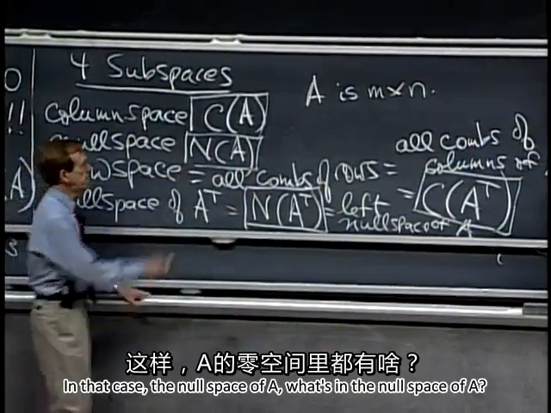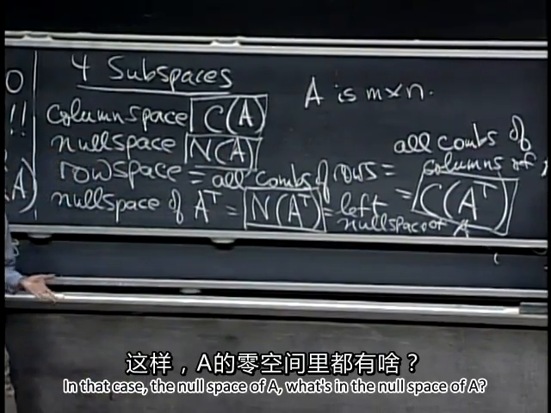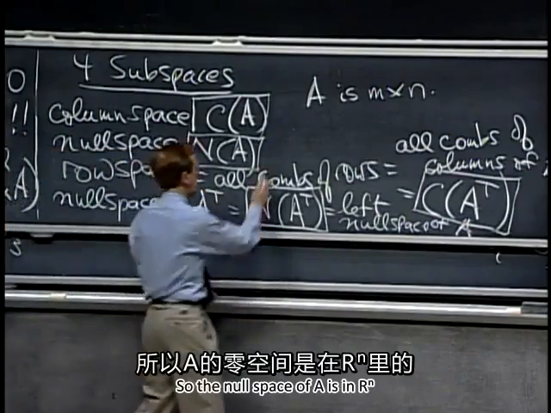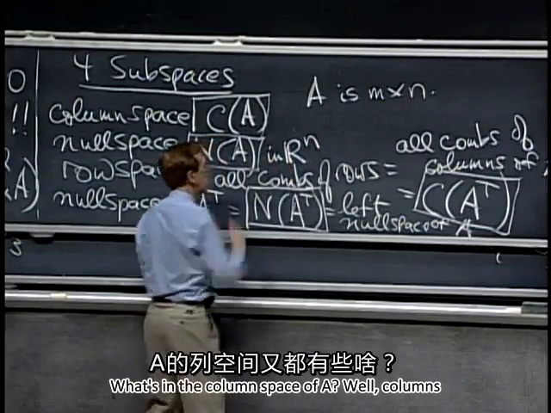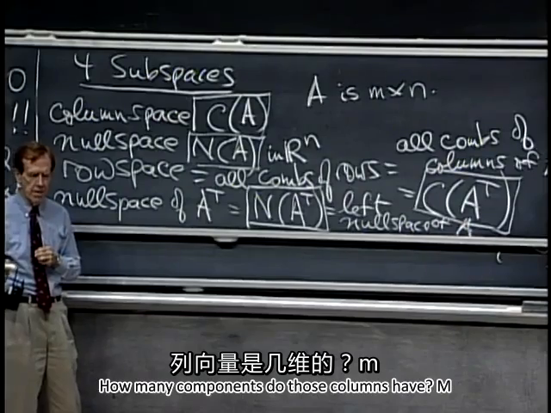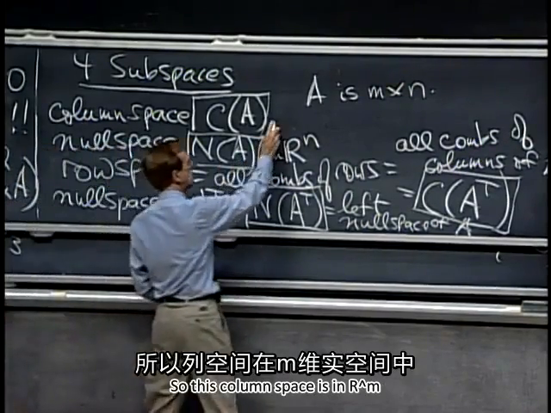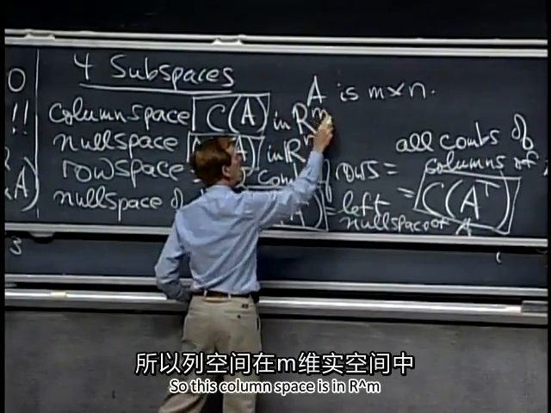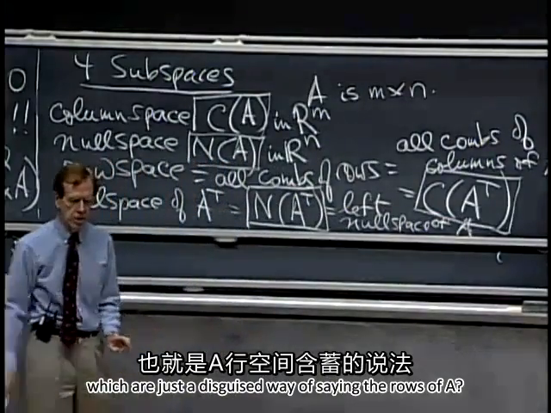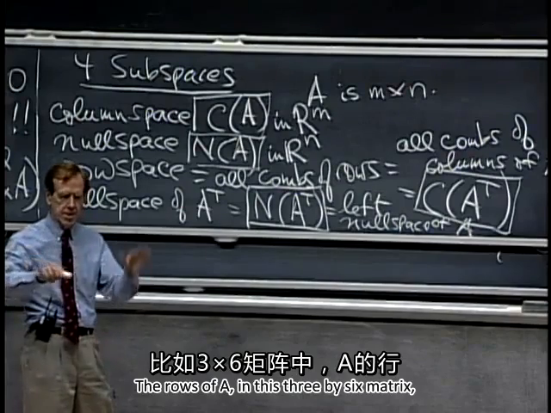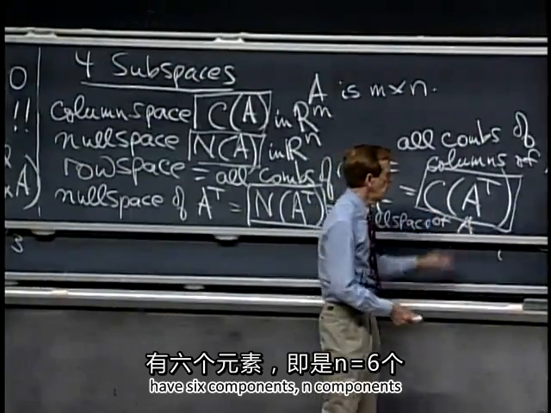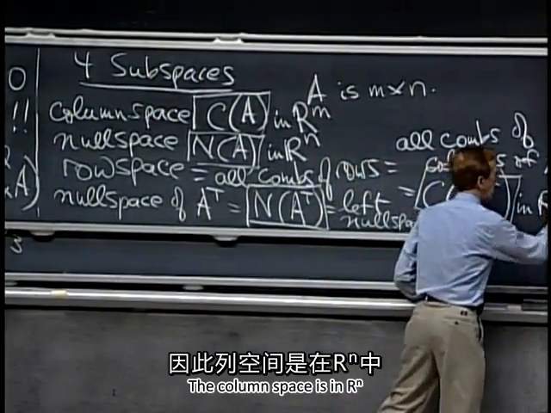In that case, the null space of A, what's in the null space of A? Vectors with n components, solutions to Ax equals 0. So the null space of A is in Rn. What's in the column space of A? Well, columns. How many components do those columns have? M. So this column space is in Rm. What about the column space of A transpose, which is just a disguised way of saying the rows of A? The rows of A in this 3 by 6 matrix have 6 components. N components. The column space is in Rn.